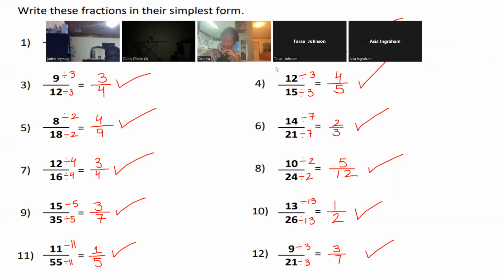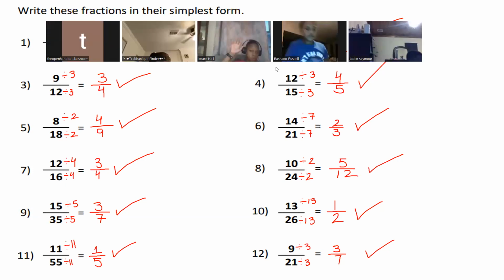All right. Who all got 12 out of 12? Jaden Seymour. Jaden. Who else? Diana. Who else? Roshano. Amari. Tedronique, what did you get? 11 out of 12. Okay. Anyone else get 11 out of 12?